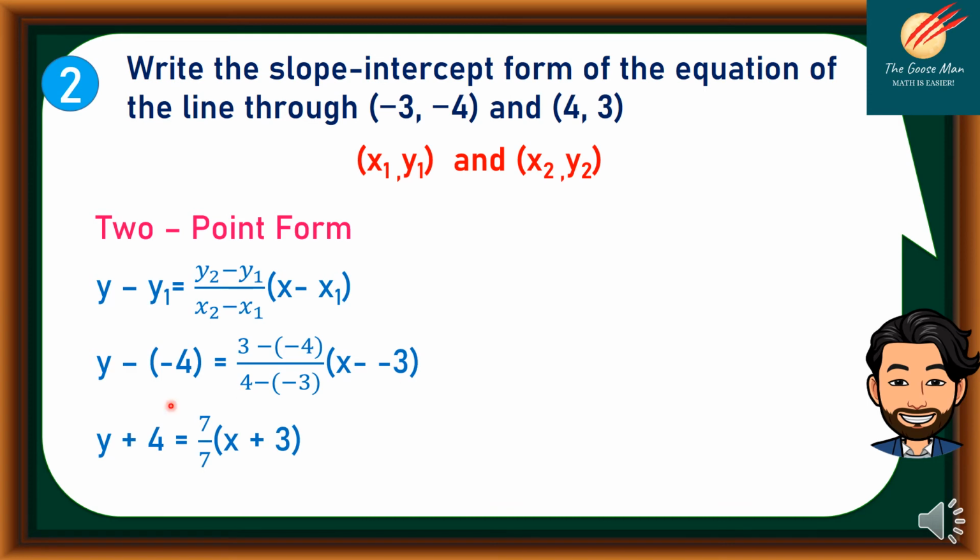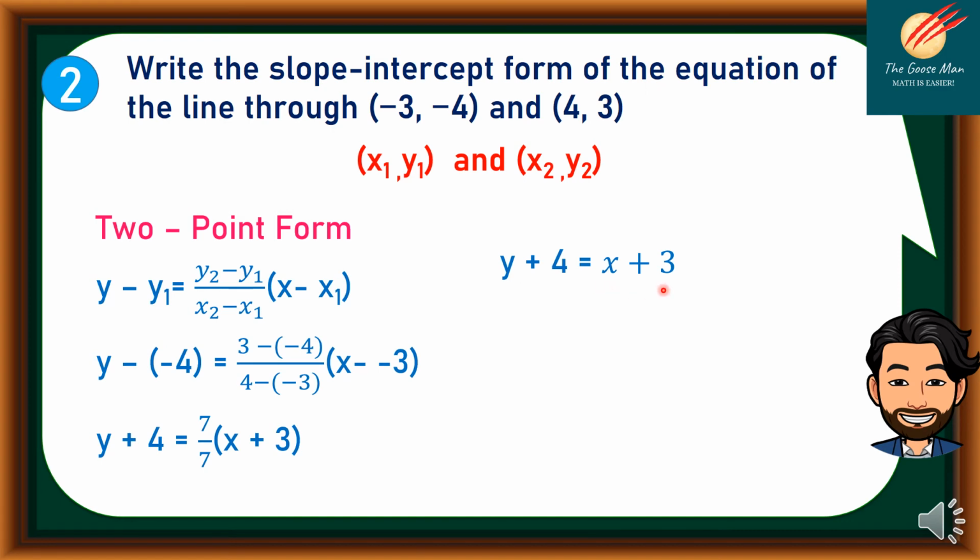Simplifying it further, we have y plus 4. Remember that 3 minus negative 4 is equal to 7, and 4 minus negative 3 is also 7. Then we have here x plus 3. Then 7 over 7 is equal to 1, right? So that is why we have the expression now y plus 4 is equal to x plus 3.